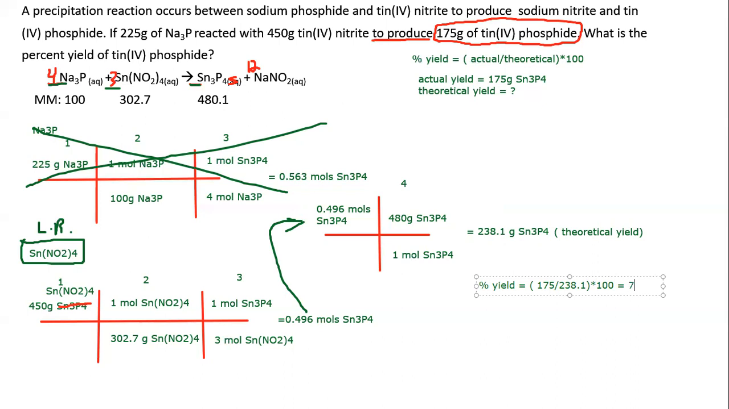And we get 73.5%. So this percent yield is fairly good, depending on what type of reaction you're doing. If it's a well-known reaction, you'd want a percent yield between 80 to 100%. If you're trying to make your own new type of synthesis or reaction, anywhere from 40% or up could be good.